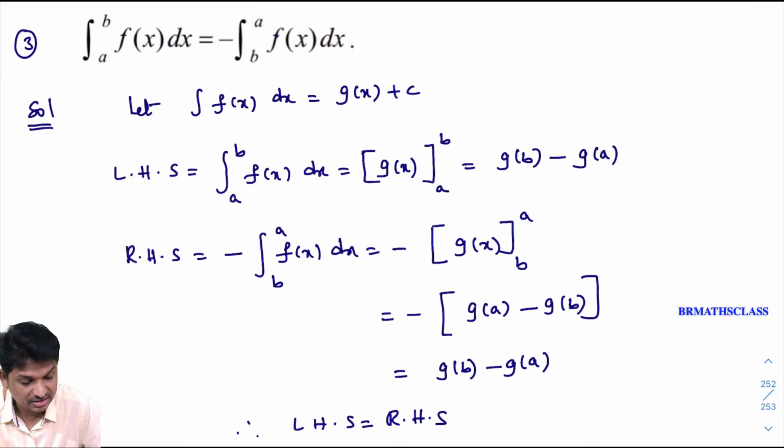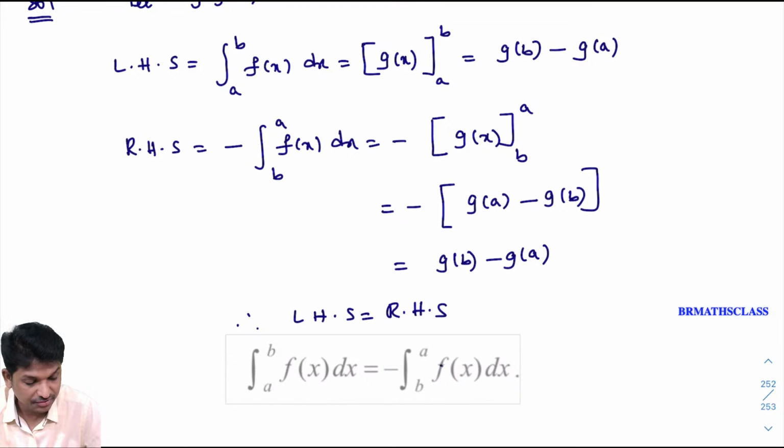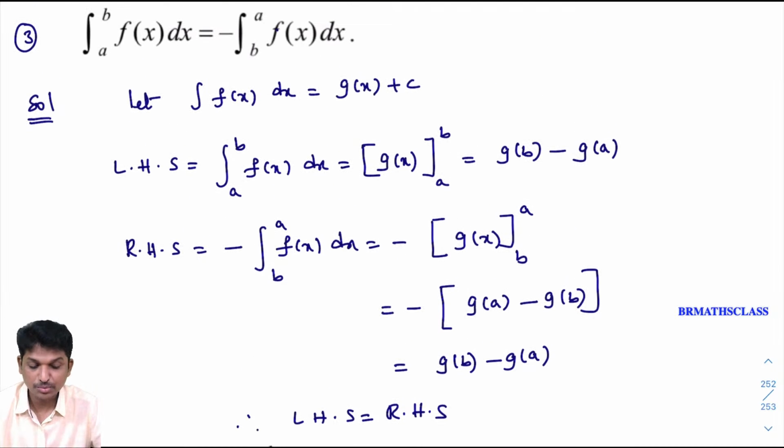Copy this. Okay, and this is what we got. Integral of a to b f of x dx equal to minus integral of b to a f of x dx. Total how many properties are over? 3 properties are over. You try to memorize these properties. What is first property? Integral of a to a f of x dx is 0.